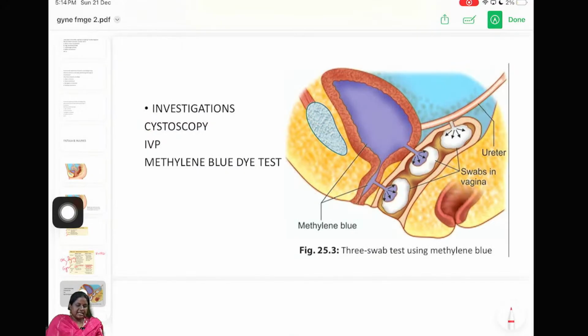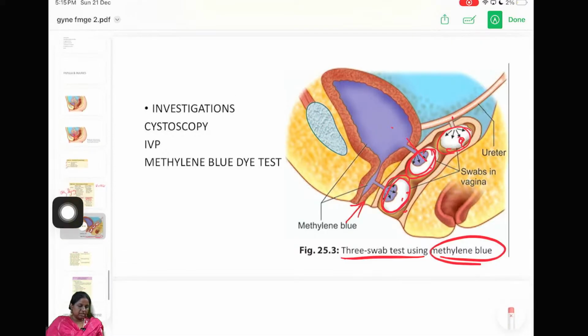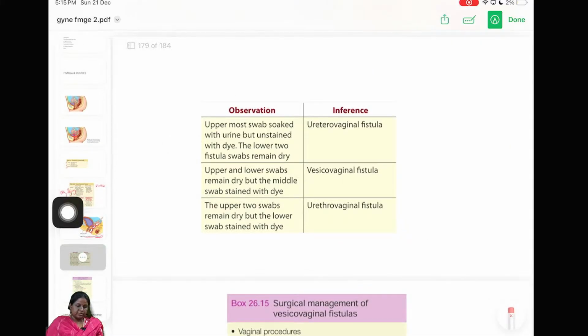So this is a test which is called the 3 swab test, using methylene blue. You keep 3 swabs, and then you inject methylene blue dye and watch. If the second swab is wet, it means bladder fistula is there. On urinating, if the third is getting wet, it is urethral fistula. If it is not at all wet with any methylene blue, it means the ureter is affected. It will be wet with what? Urine. Understood? Yes. So, ureterovaginal, vesicovaginal, urethrovaginal.